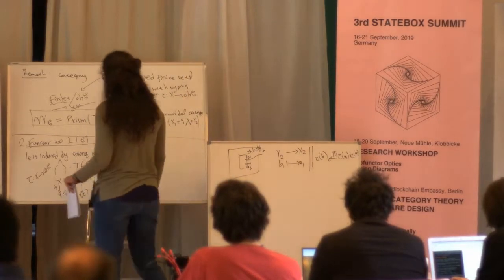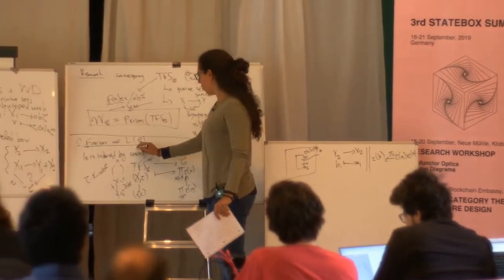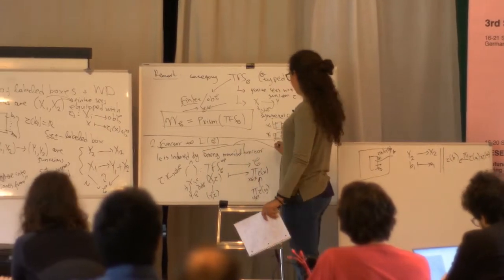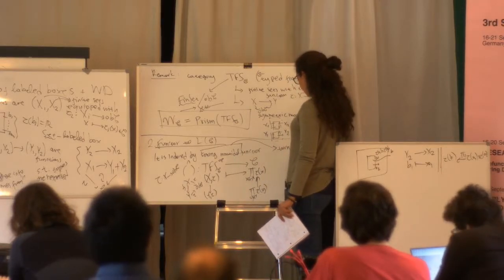Okay, and the other note here is that this is a strong monoidal functor. So the strong monoidal part, interesting, is it turns pluses.